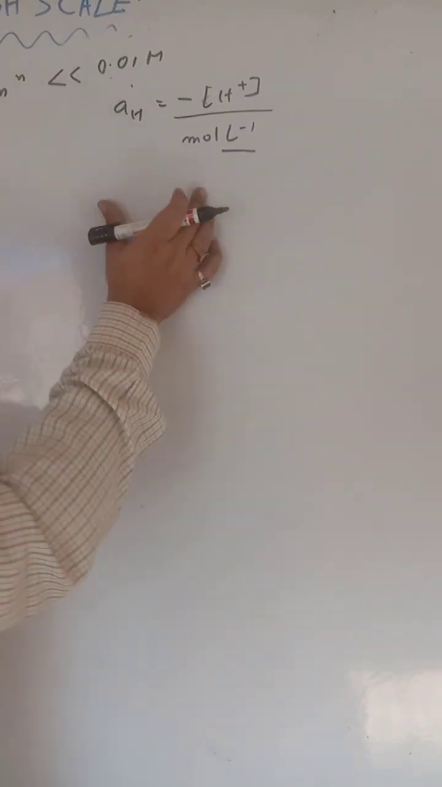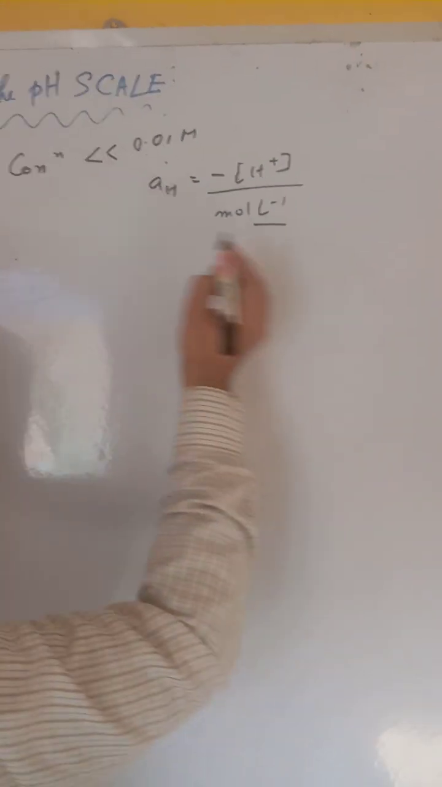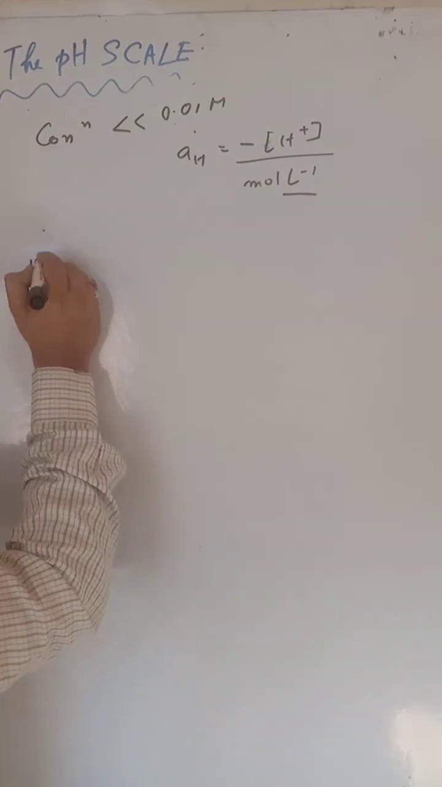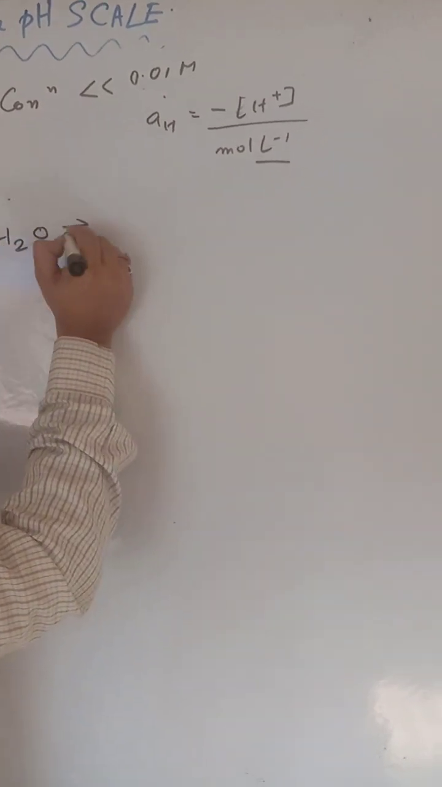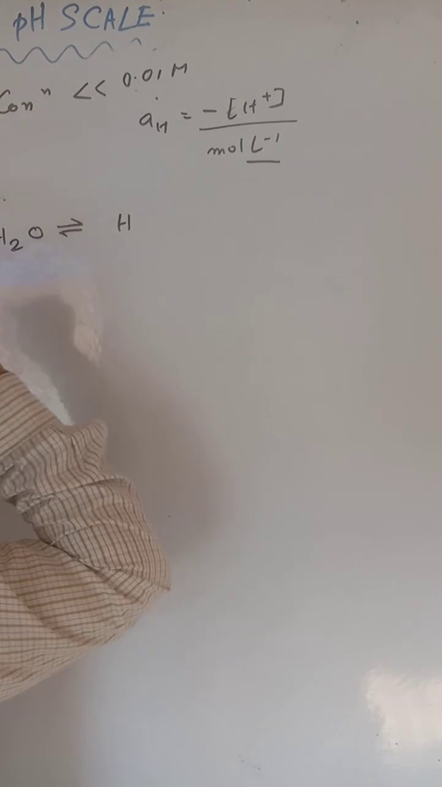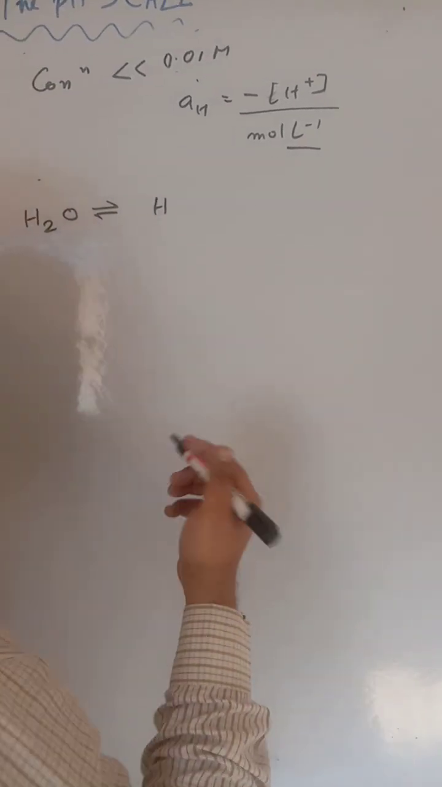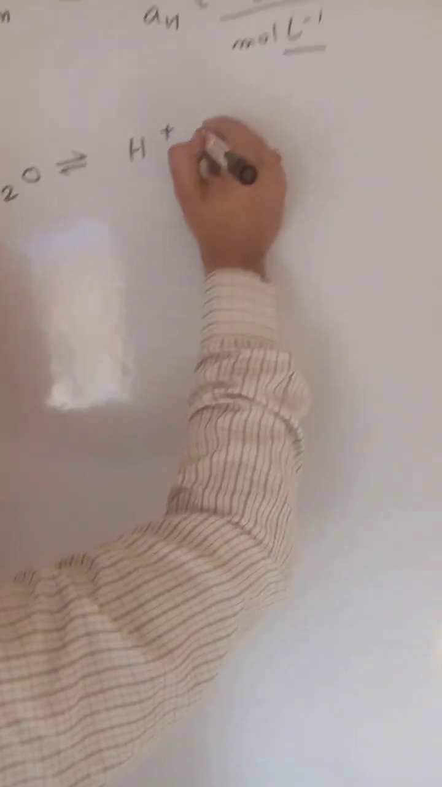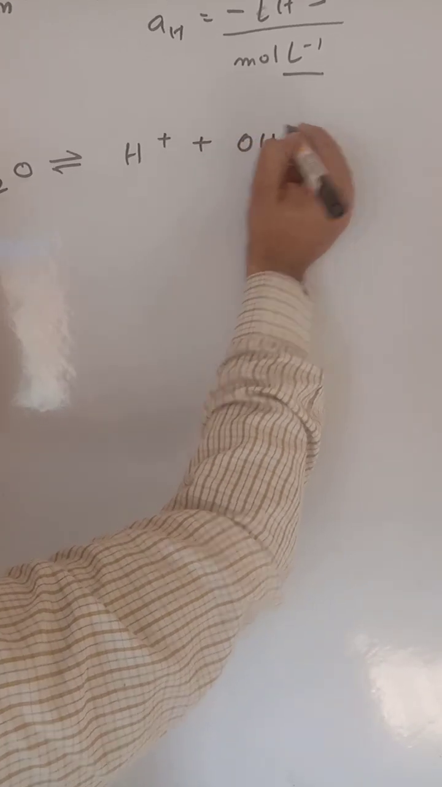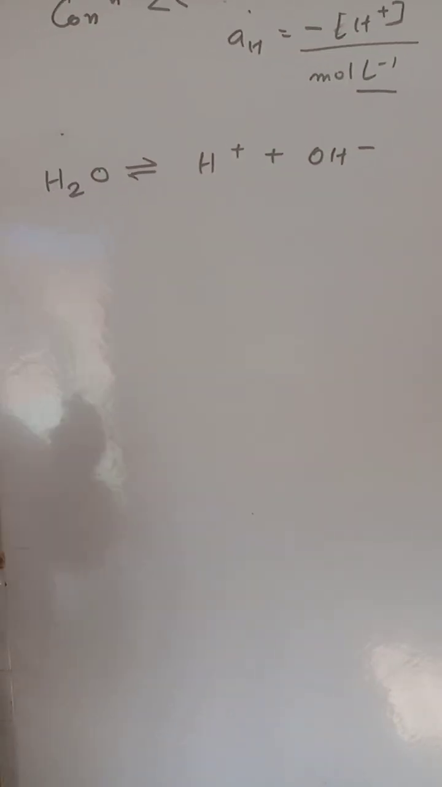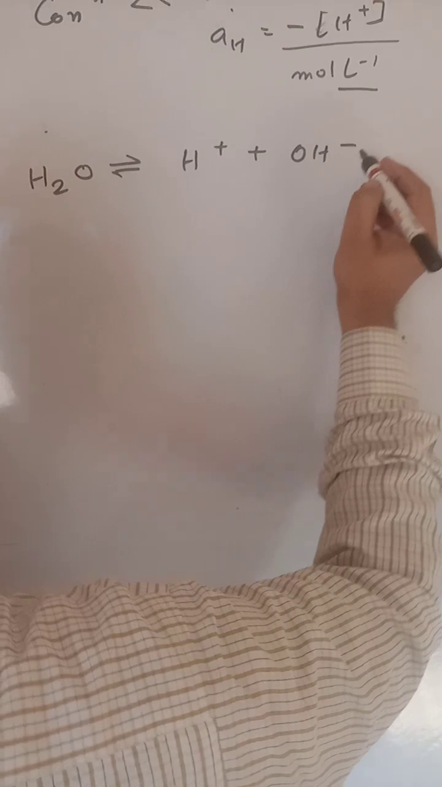Now what are the limitations? Before the limitations, I'm just coming to the topic. Let's see the scale. Any solvent has a tendency like this. Suppose we take water, because water is a universal solvent. Water breaks down like this. This is called autolysis of water. It is the theory of solvent.